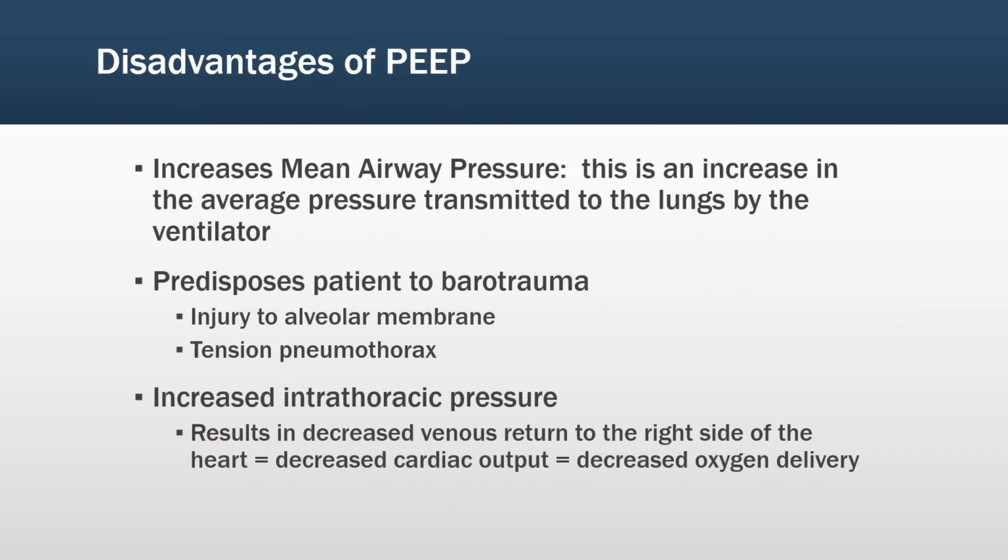Some of the disadvantages of PEEP is that it increases the mean airway pressure. This is an increase in the average pressure transmitted to the lungs by the ventilator, and it predisposes the patient to barotrauma. This causes injury to the alveolar membrane, as well as can actually cause a tension pneumothorax if an entire lobe is affected. It also increases intrathoracic pressure, which results in decreased venous return to the right side of the heart, and this in turn decreases the cardiac output and oxygen delivery.